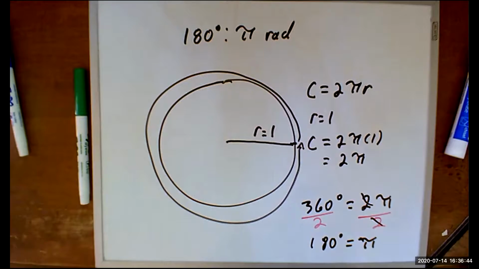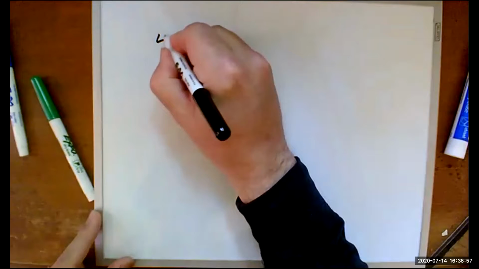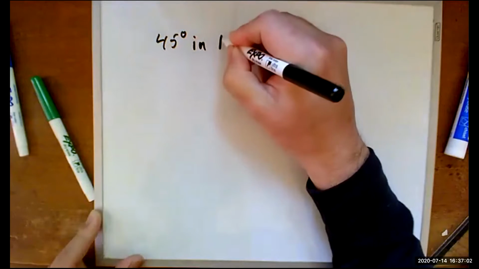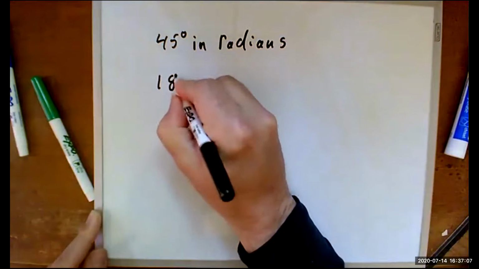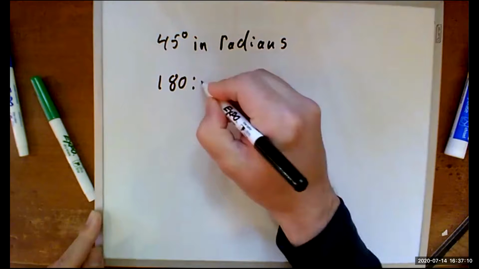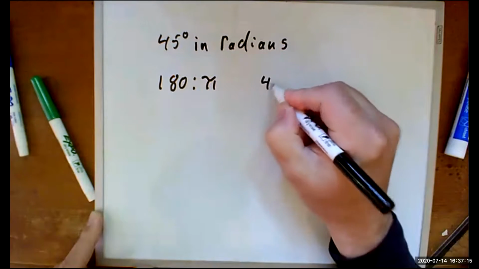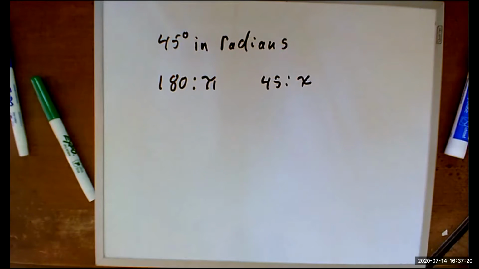So that being said, what can we do with this? Well, now we can convert between degrees and radians. So we take our first example. Let's take 45 degrees and write it in radians. We start off with 180 is in ratio to pi, and we're looking at 45 degrees, and we want to know what it's in relationship to.